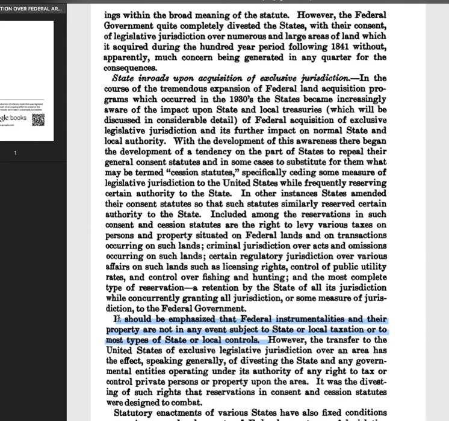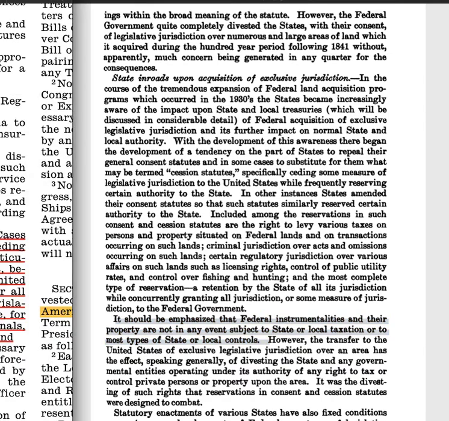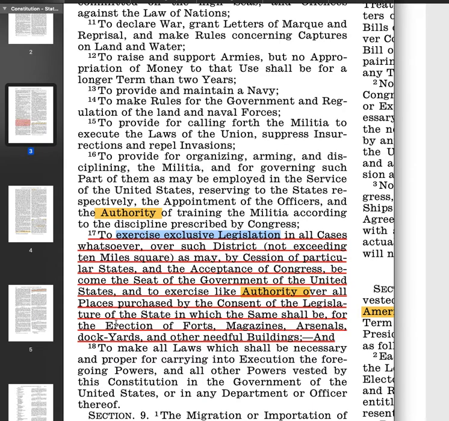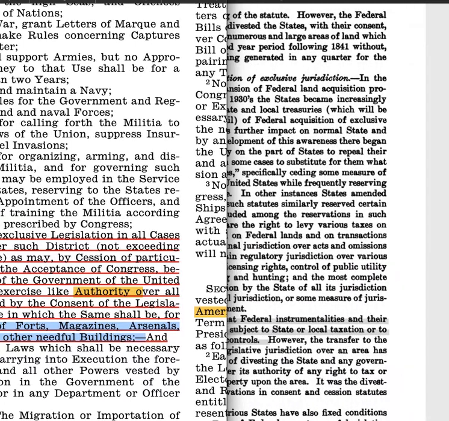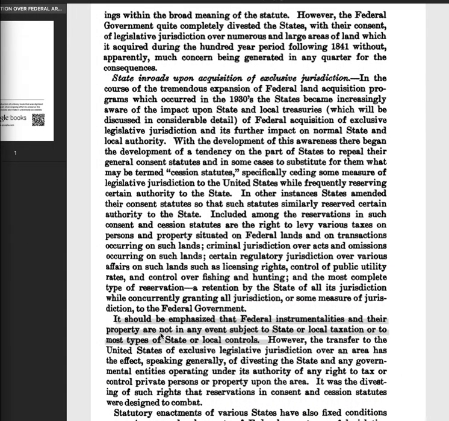However, if it's not for forts, arsenals, and those things listed in Article 1, Section 8, Clause 17 of the Constitution, then the federal government, according to the Constitution, didn't have the right to ask for exclusive jurisdiction over those areas, meaning the states never had to give up the rights to tax those people in those places.